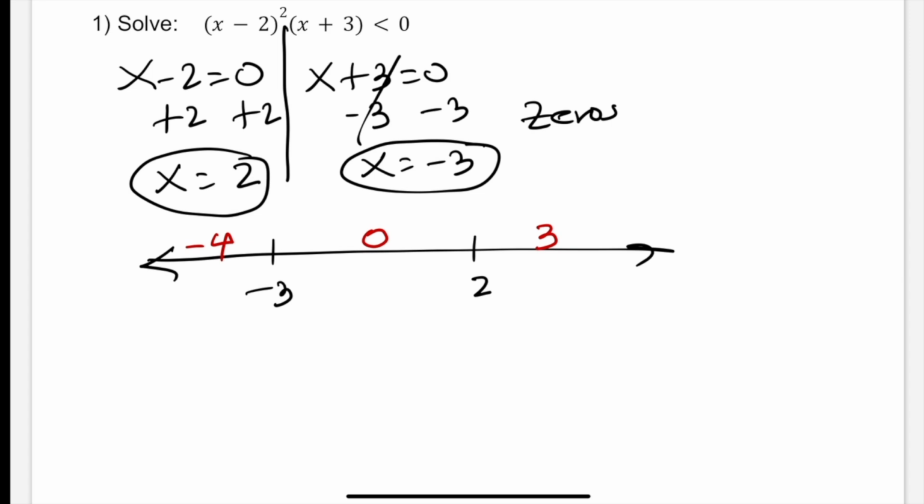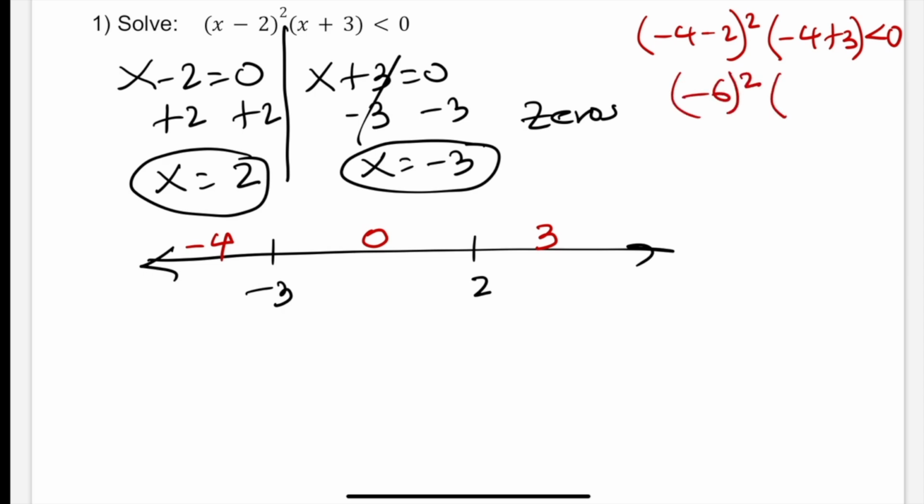Let's try negative 4. I have negative 4 minus 2 squared, negative 4 plus 3. Is that less than 0? So right now you notice that's going to be negative 6 squared, and negative 4 plus 3 is going to be negative 1, less than 0. Now I don't need to solve this. I just want to know if this is going to be less than 0 or not. So if this is going to be a huge number, I don't do it. But I know that any negative number to second power is going to be a positive number, times a negative number is going to be a negative number. And any negative number is less than 0.